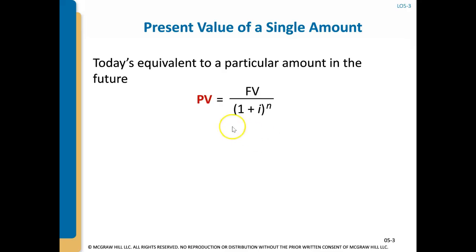The present value of a single amount has this formula where we say present value equals the future value divided by 1 plus I, where I represents the interest per compounding period, to the nth power, where n represents the number of compounding periods.